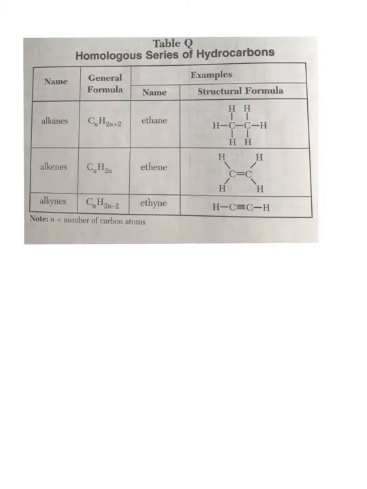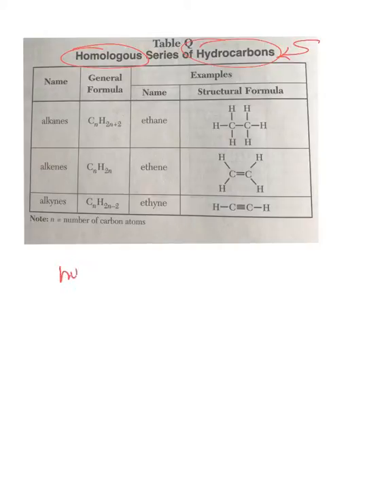All right, after we talked about carbon, we started with this chart, which is table Q in your reference tables. And what I did was I discussed the word homologous and the word hydrocarbon. Homologous means that they're all the same in some general way. We're going to look at that in a second. The second word is hydrocarbon.